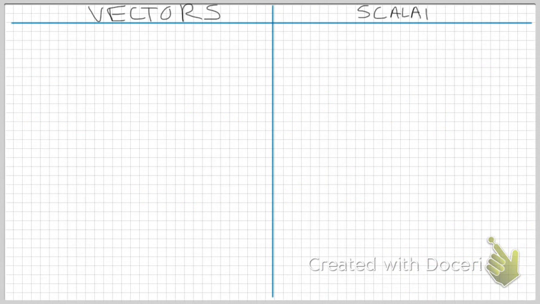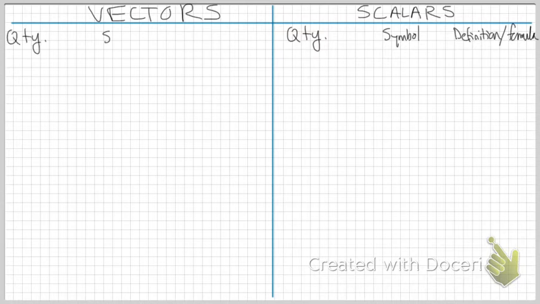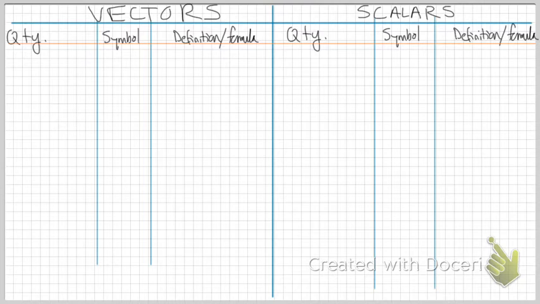Alright, in this slide we're just going to compare the basic vectors and scalars that we're going to start with in kinematics this week. We will need to keep these straight throughout the year. As we use them, it will become much easier to do so, but we'll get through our just basic definitions. We'll start with the scalars first.